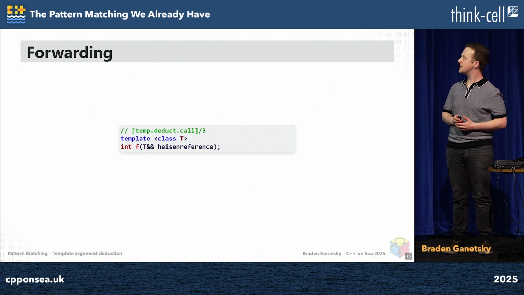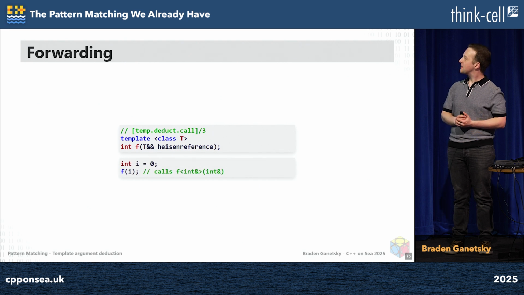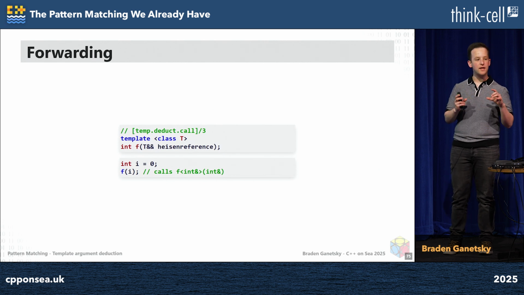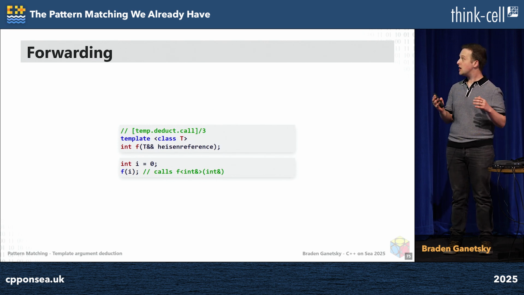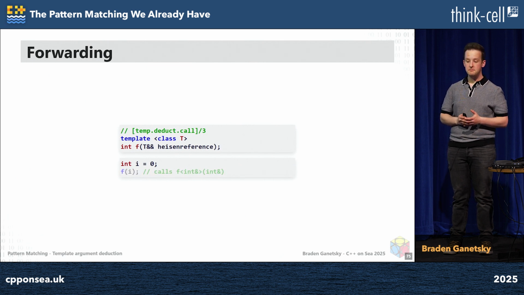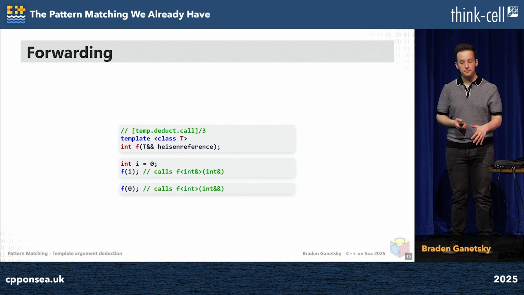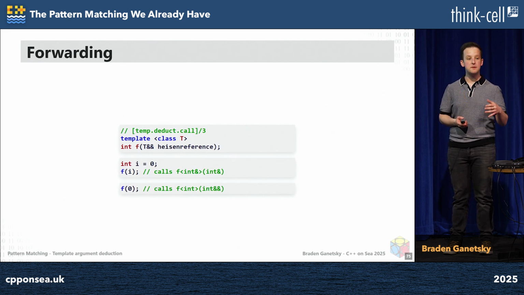Not self-aggrandizing. Okay, so here I create an int equals 0, and then I try to call f with that int. This ends up calling f where the template argument is deduced to be int&, and then the function parameter is an int& as well. Just like that. And then in this case, I call f of 0, where this deduces the template argument to be int, and then the function parameter to be an int&&.